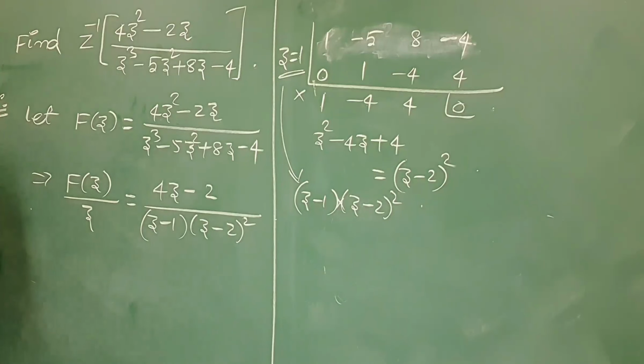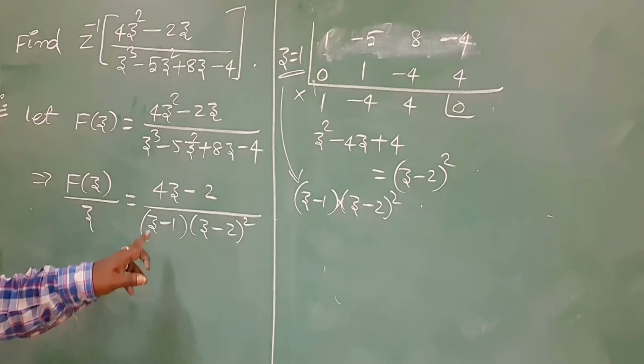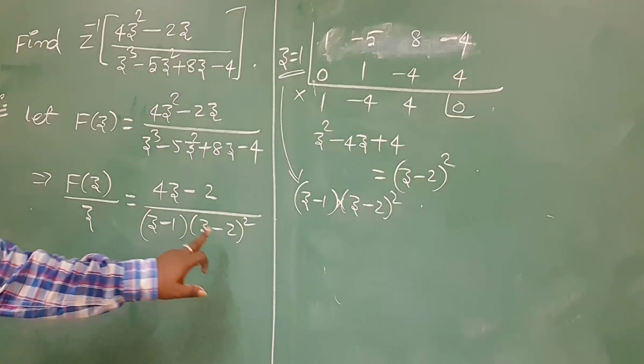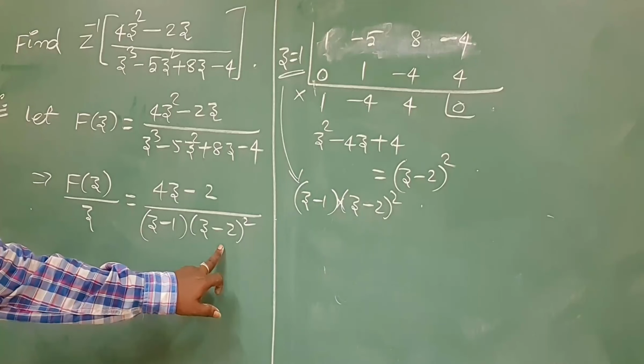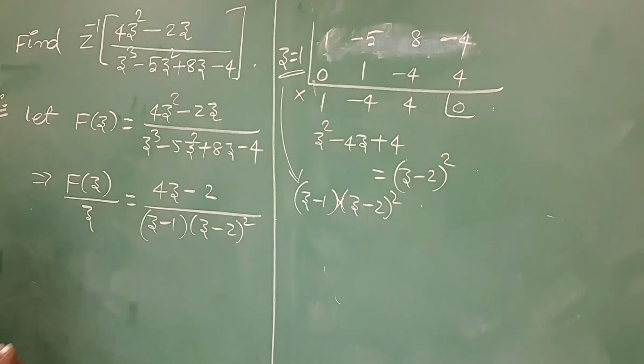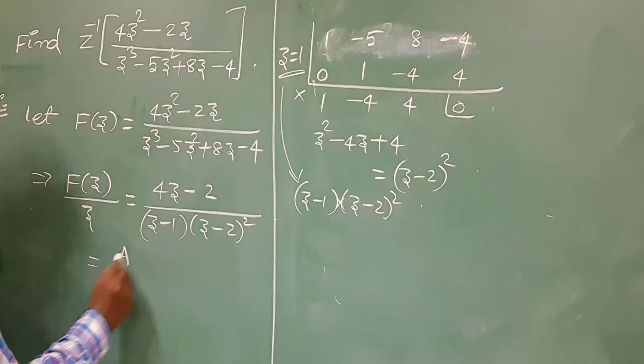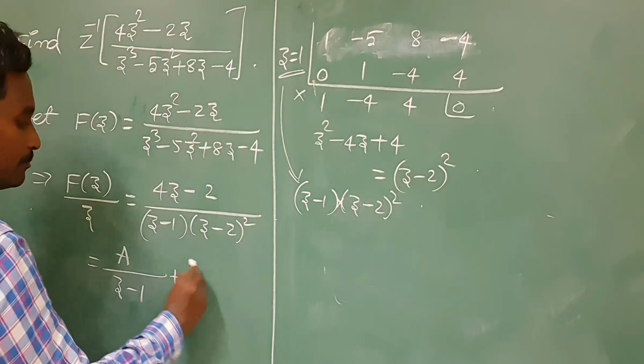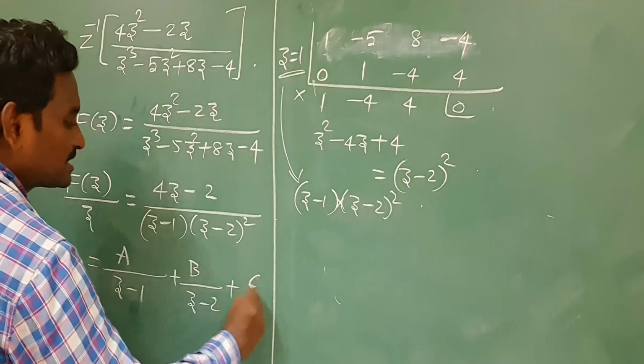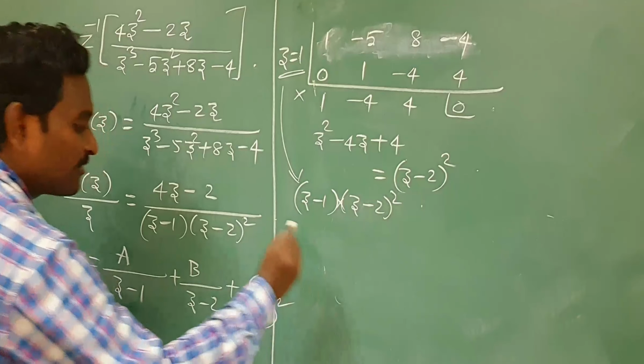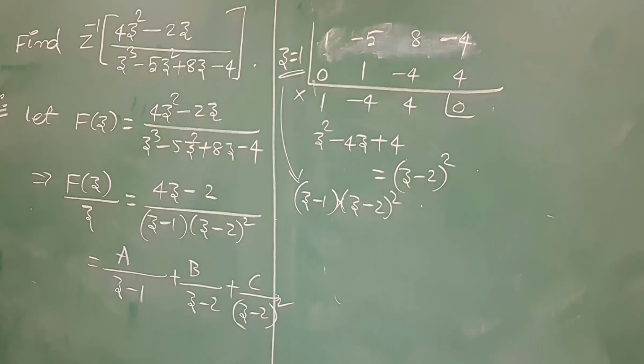We are observing that the denominator has one different linear factor and two repeated linear factors. Here z minus 2 is a factor which is repeated twice. That's why, how can we take the partial fractions? A by z minus 1 plus B by z minus 2 plus C by z minus 2 whole square. In this way we have to separate the given function into partial fractions. So it is enough to find the values of A, B, C first. After getting the values of A, B, C, we have to take this denominator z to the right side, and after that we have to take the inverse z transforms on both sides.